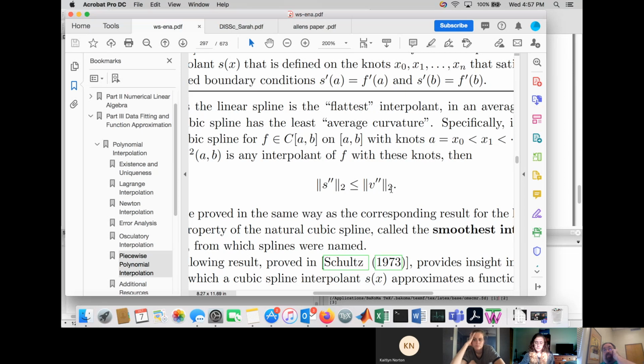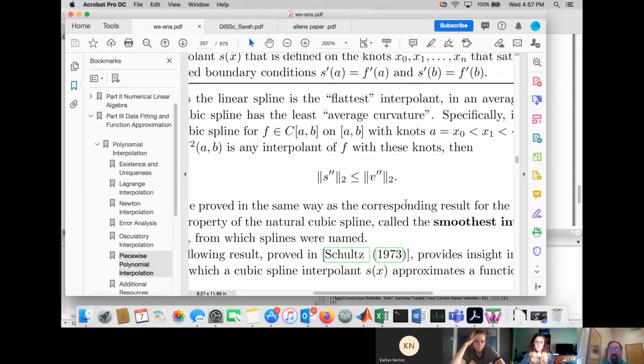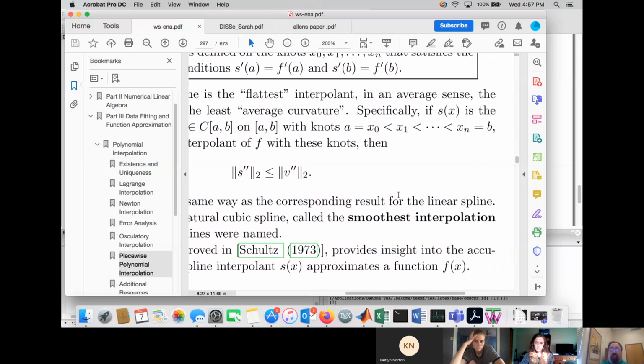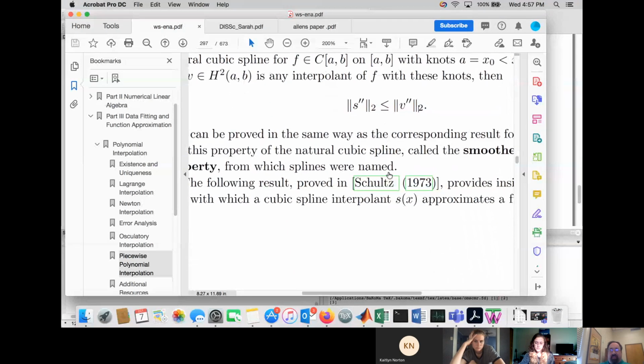And it would be proven in a similar way as for the linear case, but it's a lot more complicated, so I wouldn't dream of assigning it. But that's one interesting property about the cubic splines that minimizes this. And this is for natural boundary conditions.